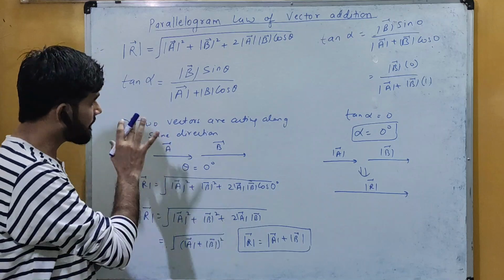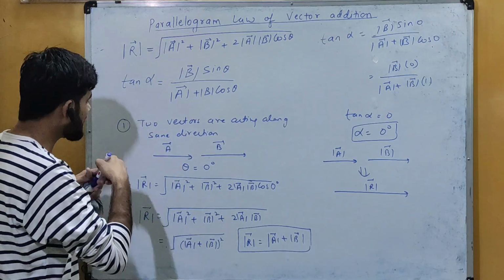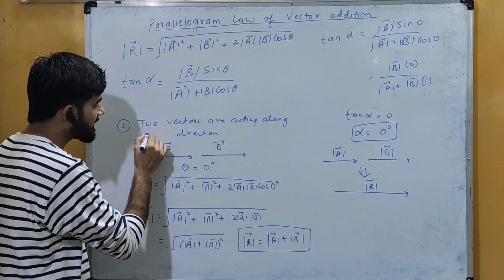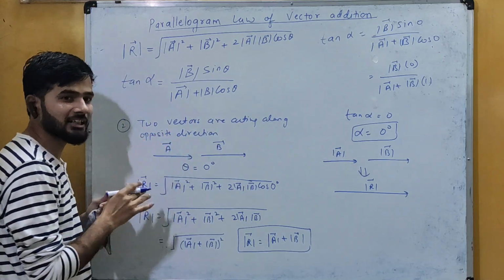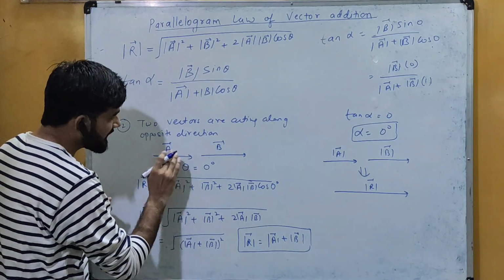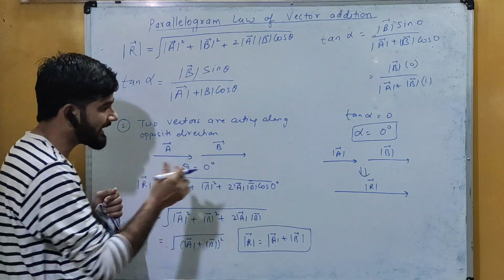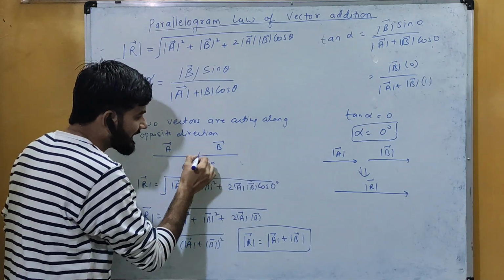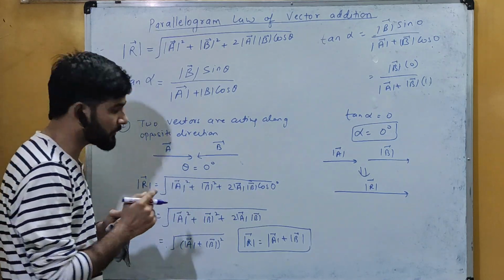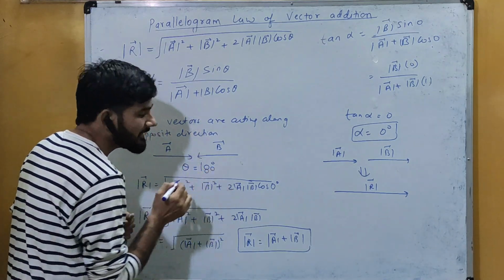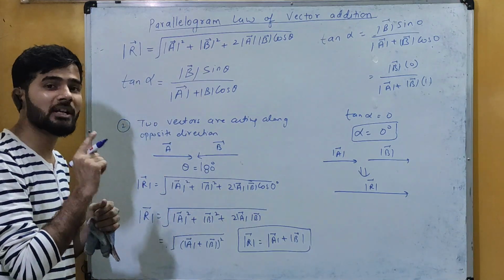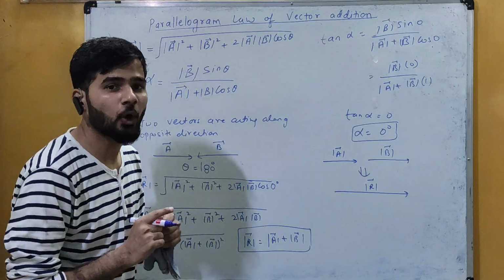I will edit the first case. So here it will be the second case, when the two vectors are acting along the opposite direction. In this way you will understand very easily what the relation is between the two different cases. Now here this is vector A acting along one direction, and this vector B acts in exactly the opposite direction. So if the directions of both vectors are exactly opposite, then I can write the angle between them is 180 degree. This is the case.